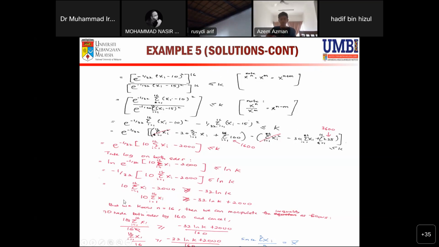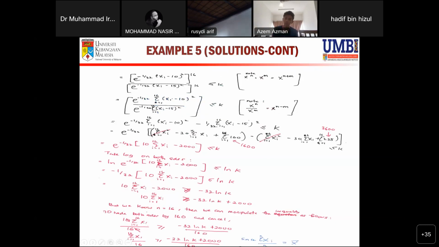Because we know that n is equal to 16, which means we have 16 observations, we can manipulate the inequality as follows: divide both sides by 160 and cancel, because we are using the mean relationship, where x bar is equivalent to the sum of xi divided by n. If we divide both sides here by 160, we get the following forms, just to simplify the algebraic relationships. Because we have 10 here, we cancel out the 0, so we have the sum of the 16 observations, x1, x2, x3 until x16, divided by the sample size, which is 16, and on the right-hand side we obtain these expressions. Using the mean relationship, the sum of x divided by n equals your x bar.